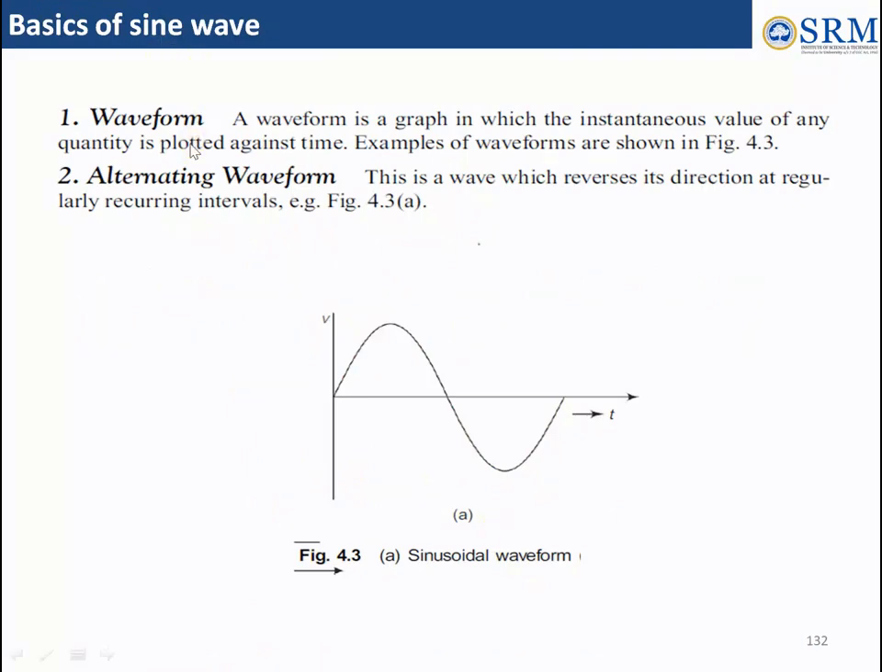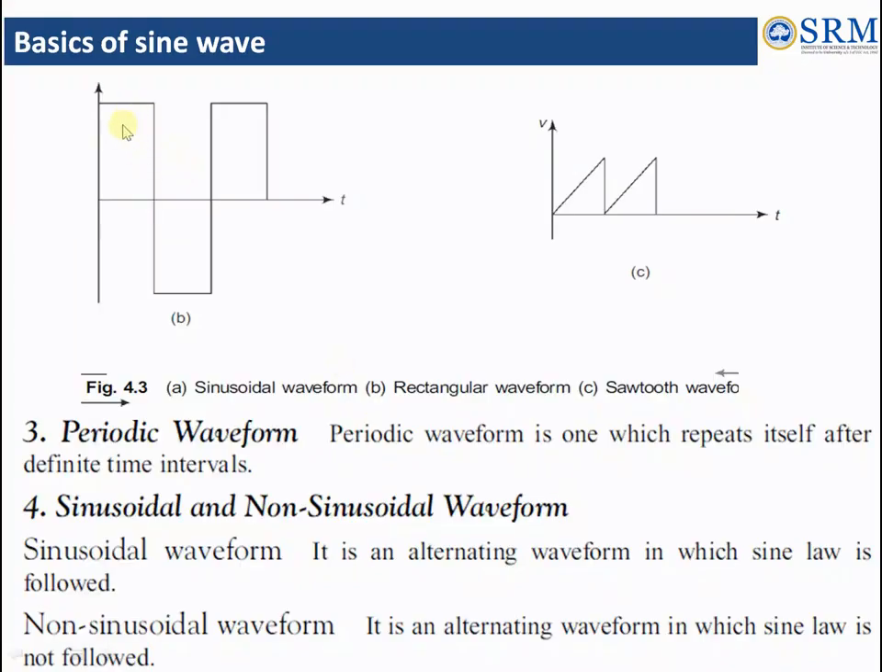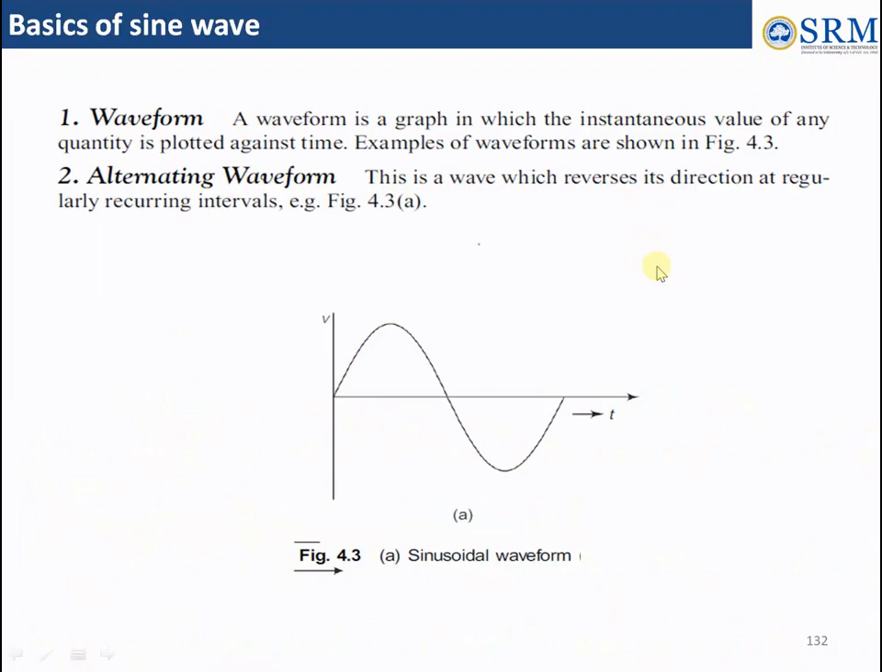Now we are going to understand some of the terms of the sine wave. First, what is a waveform? A waveform is nothing but a graph in which the instantaneous value of any quantity is plotted against time. So instantaneous voltage can be plotted against time. This is one rectangular waveform. This is a sawtooth waveform. Alternating waveform: what do you mean by alternating?